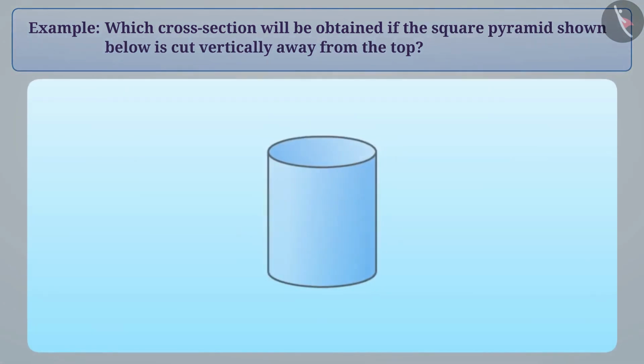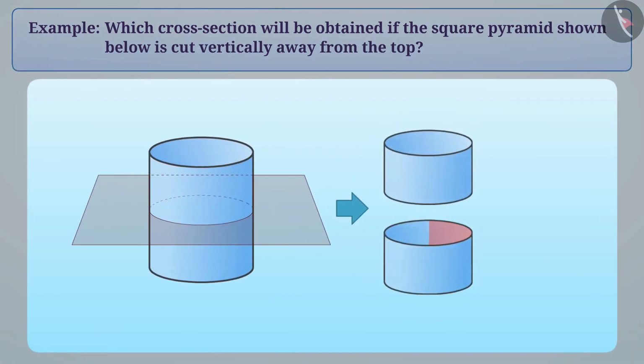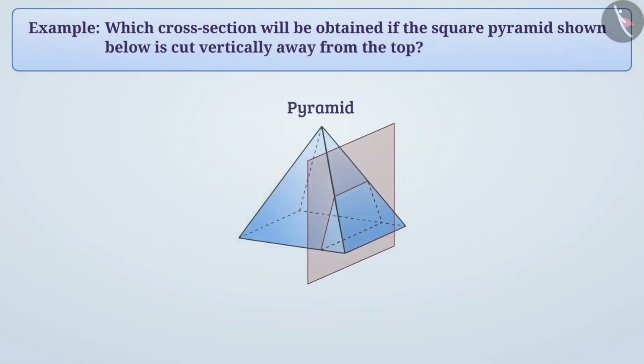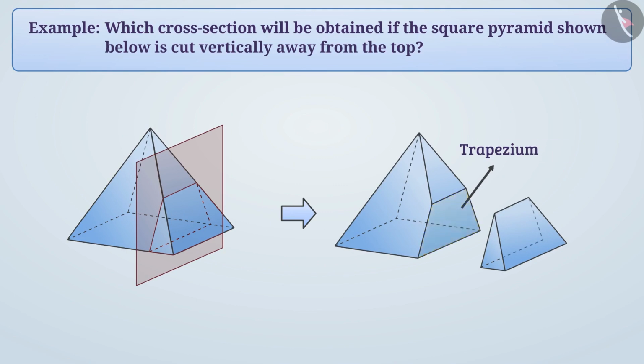When we cut a three-dimensional shape along one direction, the face we get from it is called a cross-section of that three-dimensional shape. If we cut the square pyramid vertically from the top, then this will give us a trapezium-shaped face, that is, we get the trapezium-shaped cross-section of the square pyramid.